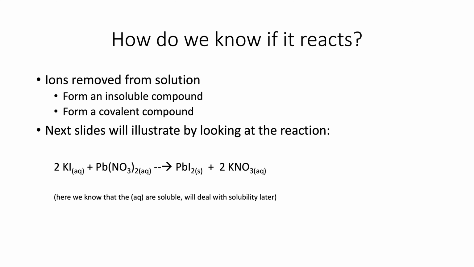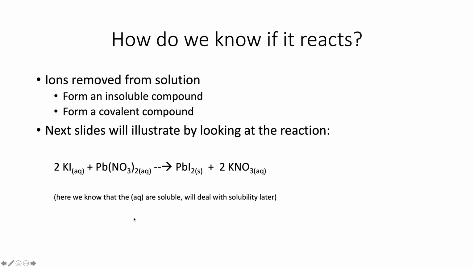All right, so how do we know if it reacts? The bottom line is if the ions are removed from the solution, then something reacts. Now how can they be removed from the solution? Well, if they form an insoluble compound, those ions are no longer floating about. Or they form a covalent compound. All right, so the next few slides will illustrate it, just looking at this particular reaction.